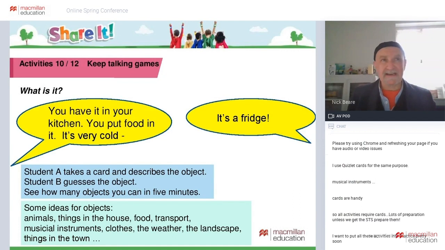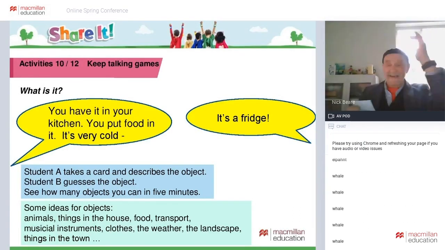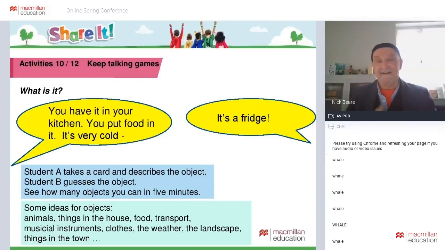So this is an animal. It's a very big animal. It lives in the sea. I think it's actually the biggest animal in the world. The big whale. Well done. Hooray, hooray. Everybody got whale, very good.